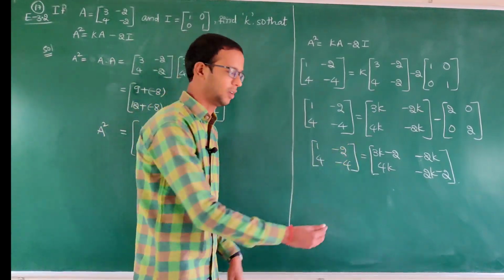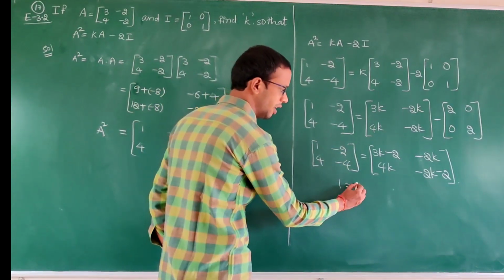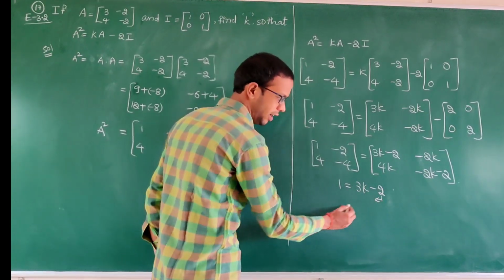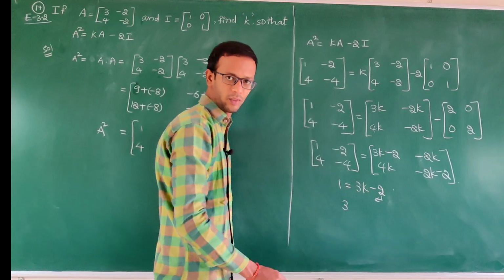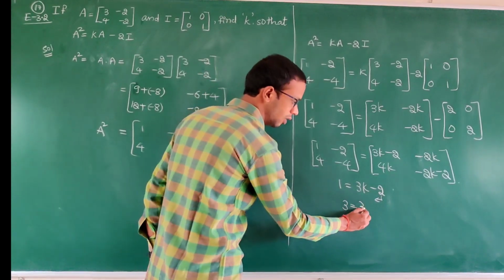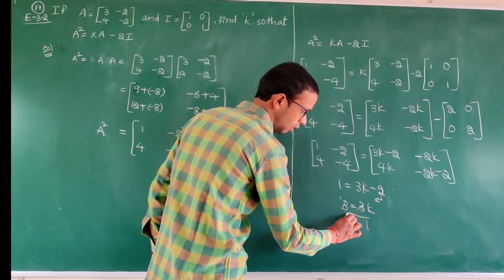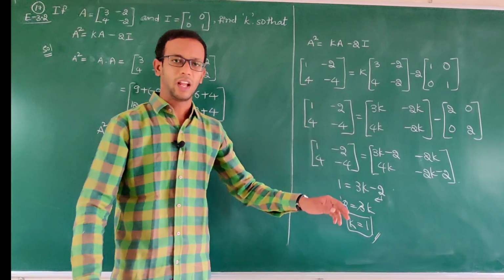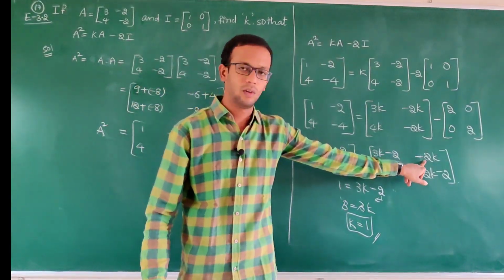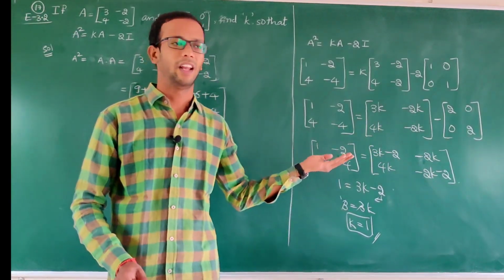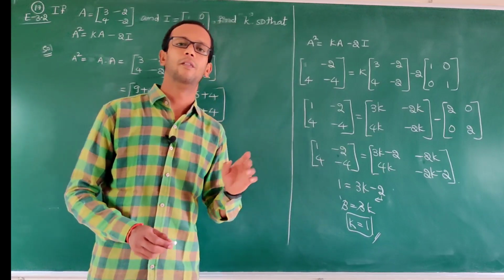First element comparison I am making: 1 is equal to 3k minus 2. If you send the 2 to the left side, it becomes 1 plus 2, which is 3, equal to 3k. The 3s get cancelled, k is equal to 1. If you take minus 2 is equal to minus 2k, k is equal to 1. Any place you take, the k value is 1.